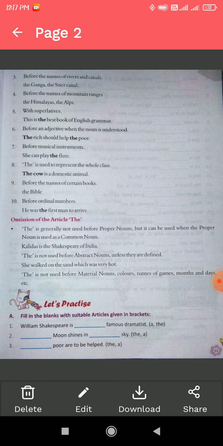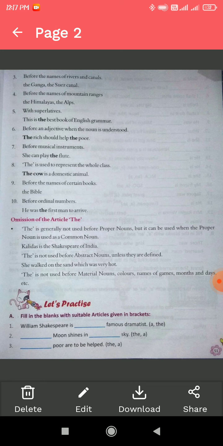Omission of the article the. There are some exception rules that we should keep in mind while making a sentence in a proper way. The is generally not used before a proper noun, but it can be used when the proper noun is used as a common noun. Example, Kalidas is the Shakespeare of India. So we should not use the before a common noun, but it can be used with a proper noun used as a common noun.